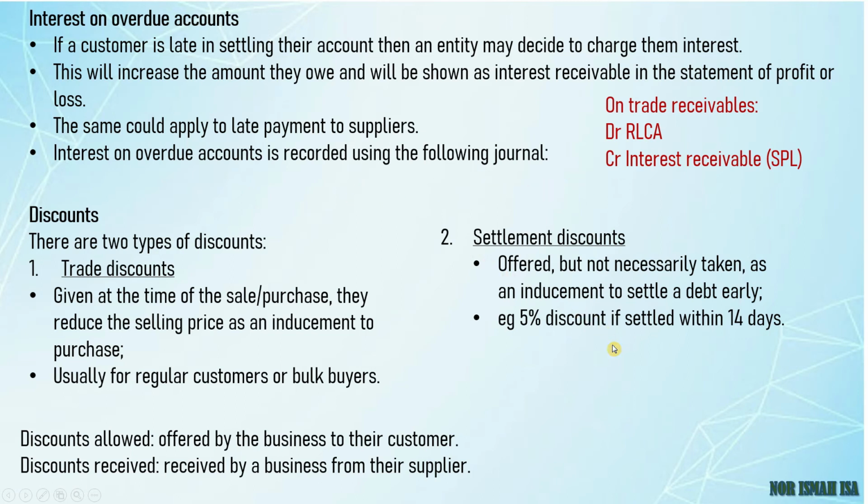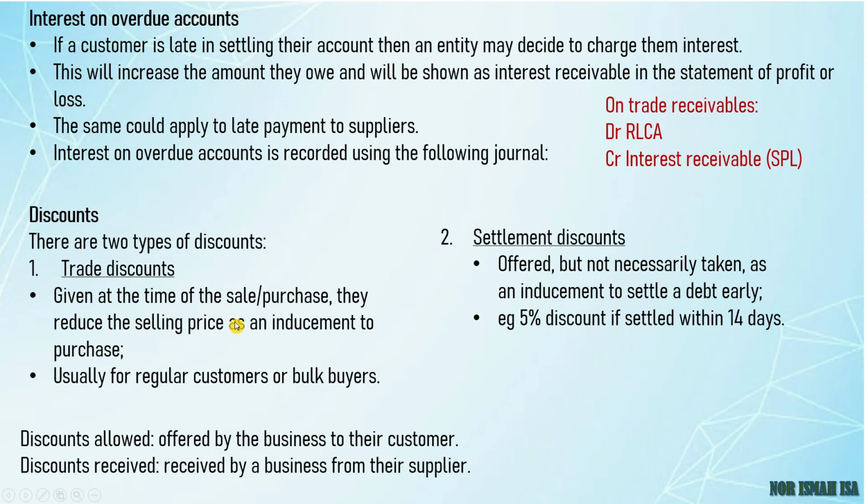Another one is the discount that will affect the control account. We have two types of discount that you already learned. One is straight discount, which is given at the time of the sale or purchase. So they reduce the selling price as an inducement to the purchaser, usually for regular customers or bulk buyers. So this one won't show in the accounting record.